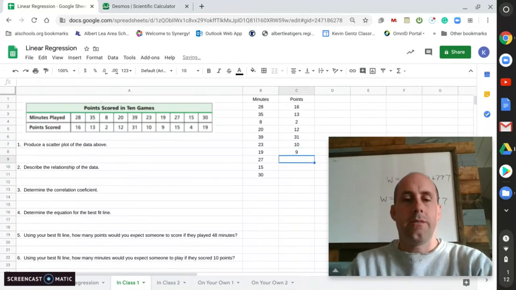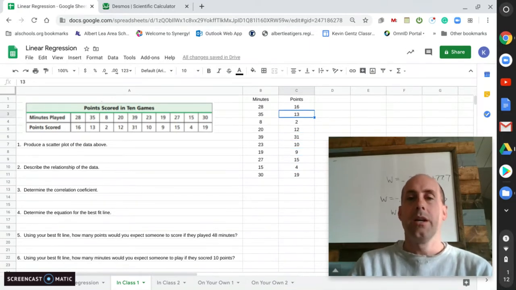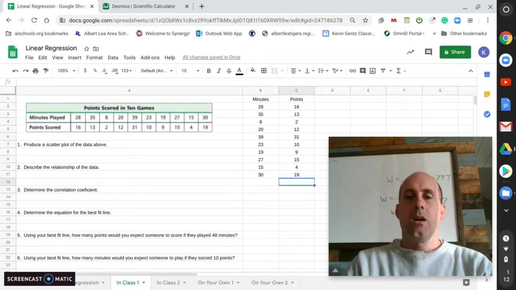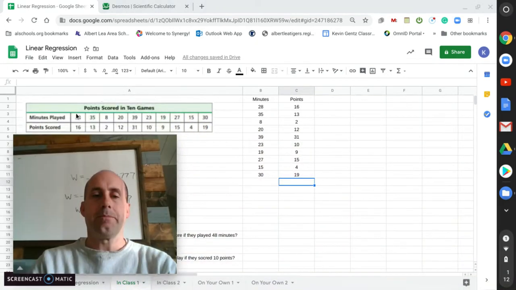10, 9, 15, 4, and 19. Easy to make a typing mistake. So if you end up with a result different than mine, go ahead and check, or maybe you'll check and see if mine wasn't typed right. Okay, so I'm going to drag this over here as I produce my scatter plot.